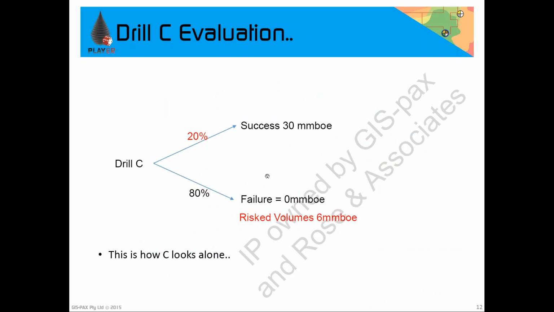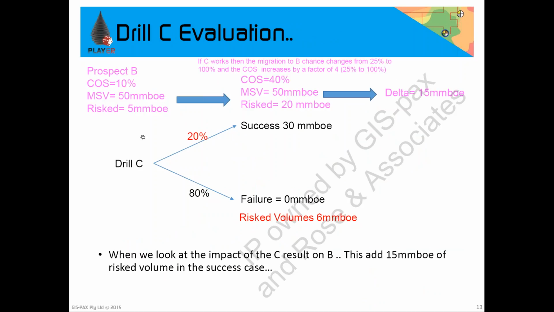So how does this work? This was the C evaluation by itself. And if I look at what's happened to B, before I drilled it, I had a chance of success of 10%, a mean volume of 50 million barrels and a risk volume of 5. After I have success at C, I've proven the migration. So my migration estimate goes from 25 to 100, and the chance of success now would be 40% instead of 10%. The mean success volume hasn't changed, and my risk volume now is 20 million barrels. I haven't drilled it, I haven't discovered anything, but it's clearly now a lot better.